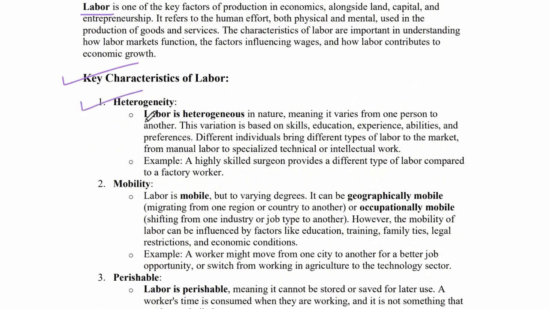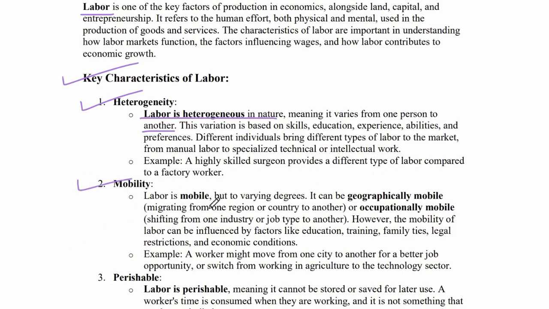Heterogeneity. Labor is heterogeneous in nature. What it means is that it varies from one person to another. This variation is based on skills, education, experience, abilities, and preferences. Different individuals bring different types of labor to the market, from manual labor to specialized technical or intellectual work. Example, a highly skilled surgeon provides a different type of labor compared to a factory worker.